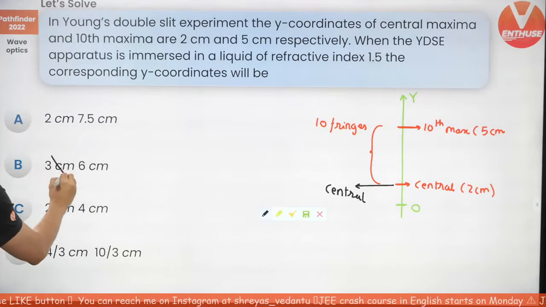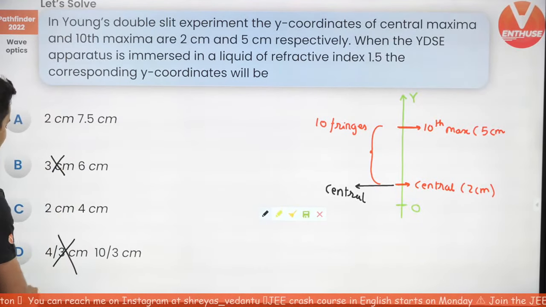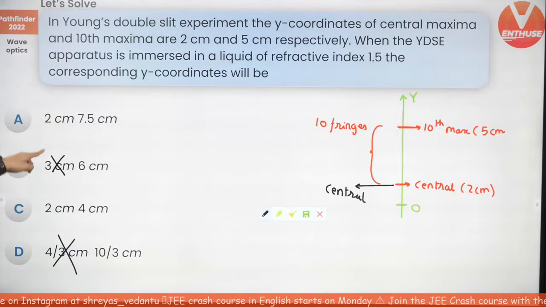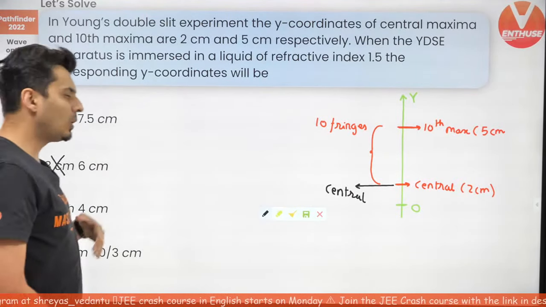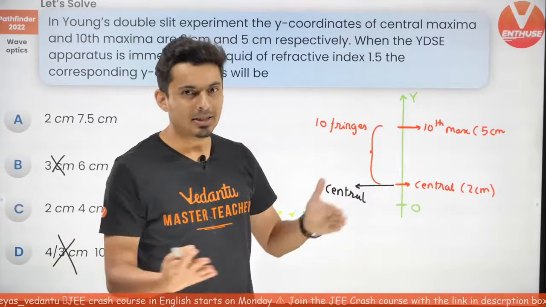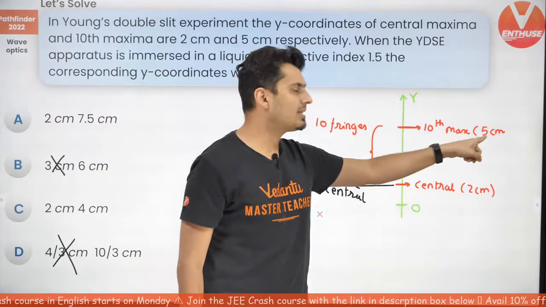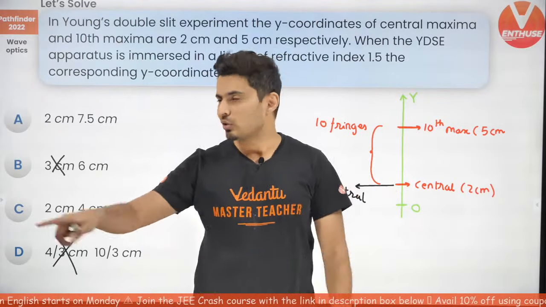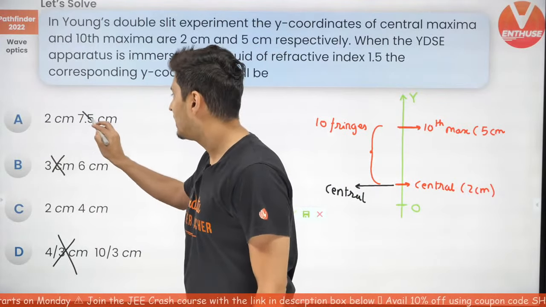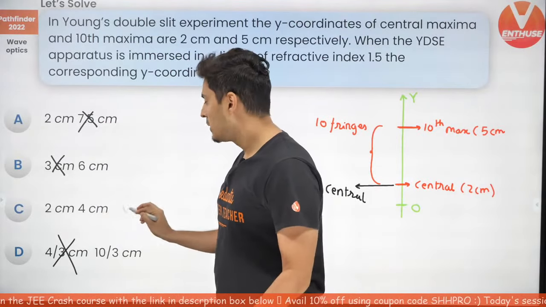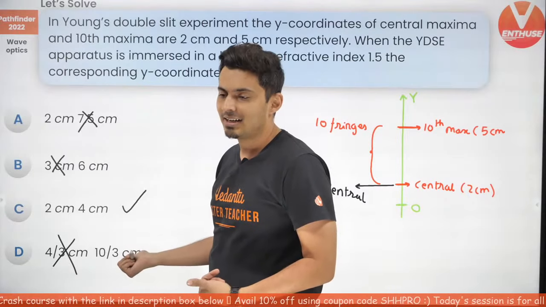This option says 3, which is wrong. This says 4 by 3, which is also wrong. So it will be either A or C. Now you can logically think, because the pattern shrinks, obviously this maxima should come closer. So the answer should be less than 5. So 7.5 can't be the answer. It has to be 4. So via elimination you can directly get it.